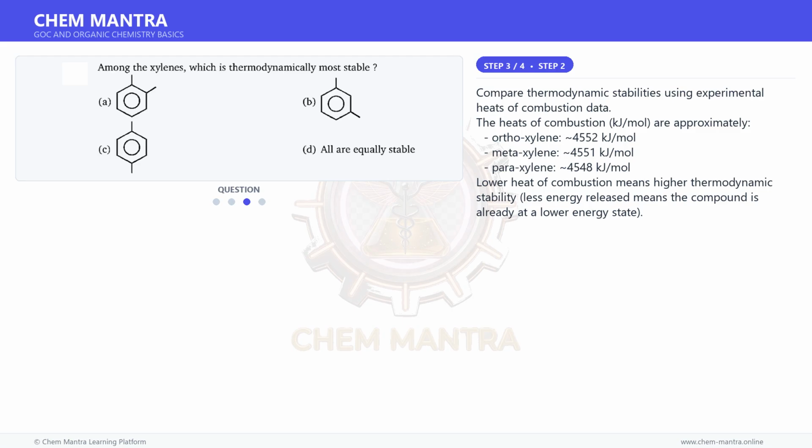Moving on to the next step. Compare thermodynamic stabilities using experimental heats of combustion data. The heats of combustion, kJ/mol, are approximately: orthoxylene, ~4552 kJ/mol; metaxylene, ~4551 kJ/mol; paraxylene, ~4548 kJ/mol. Lower heat of combustion means higher thermodynamic stability. Less energy released means the compound is already at a lower energy state.